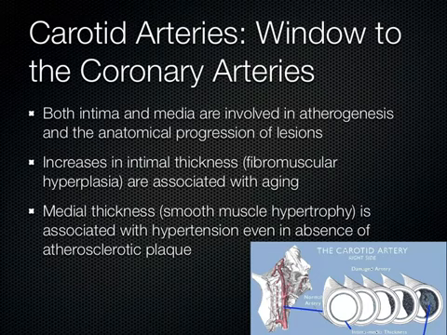Basically, during atherogenesis, the intima and the media are both involved in the anatomical progression of these lesions. In the intimal thickness itself you get fibromuscular hyperplasia naturally during aging, but in the medial thickness you get some smooth muscle hypertrophy when you have long-standing hypertension. And then there's a plaque. You can always have a plaque between these layers, and that's what's causing the narrowing. So age itself and hypertension can also be an indicator of intimal medial thickness going on.